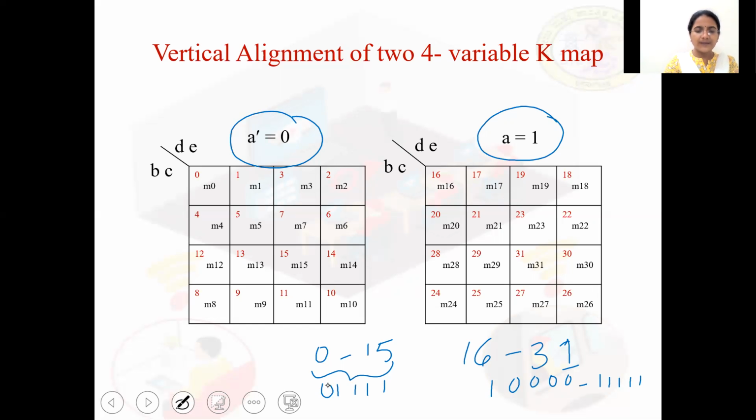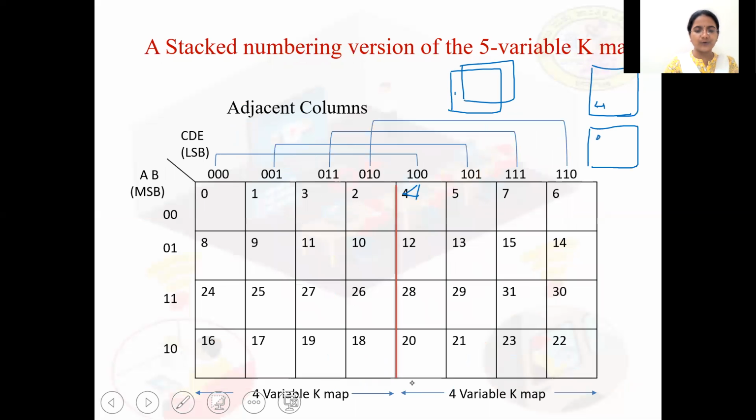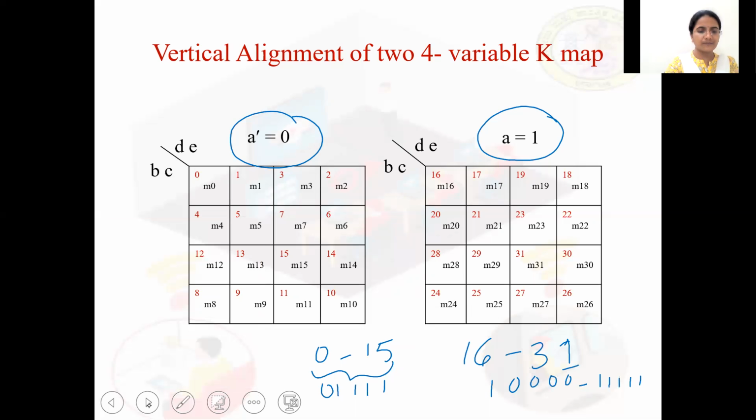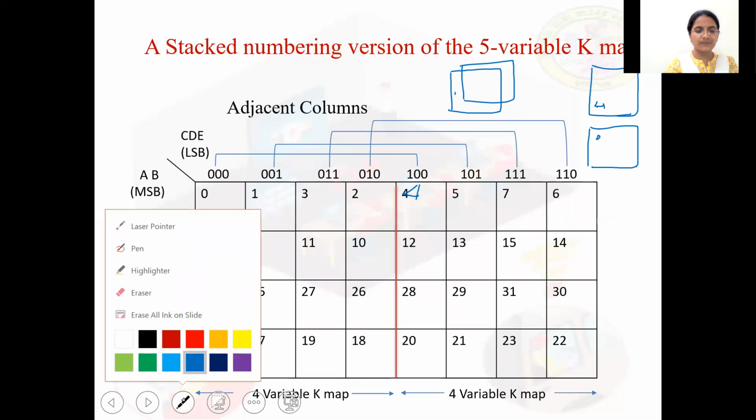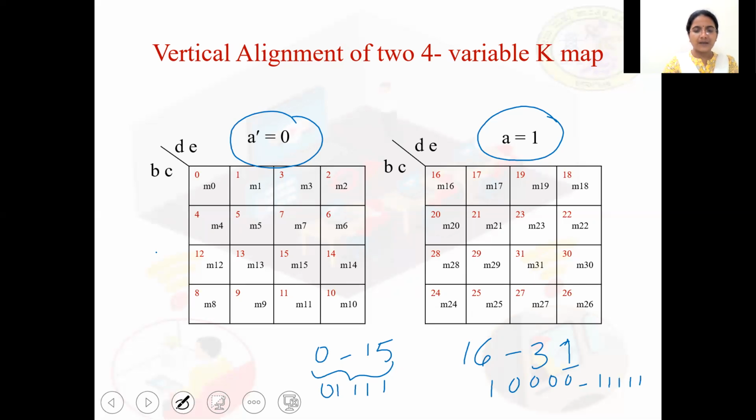So the MSB for the first key map is 0. And for the second it is 1, because it is starting from 16. 16 means 1 0 0 0 0, where 2 power 0, 2 power 1, 2 power 2, 2 power 3, 2 power 4, and 2 power 4 is 16, which ranges from 16 to 31.